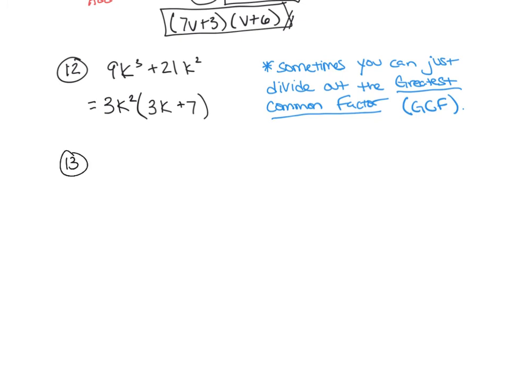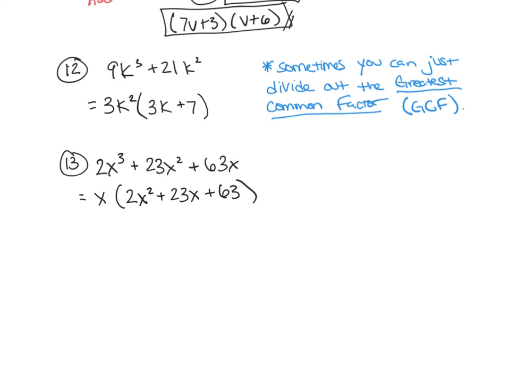So for problem 13, we have 2x cubed plus 23x squared plus 63x. Now I look at this and I go, you know, this seems kind of busy. I notice that right away I can divide something out of all of these. So before we get into making our square, I look at something like this and I go, wow, there's x's in every single one of these. I'm going to divide out an x. I'm going to do x times 2x squared plus 23x plus 63.